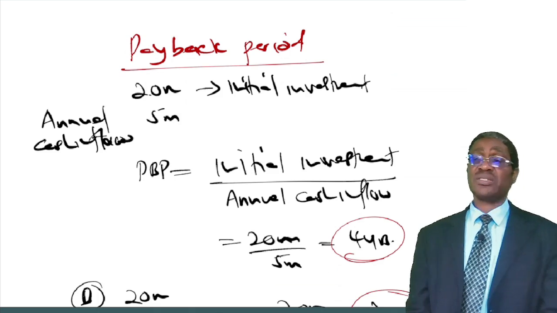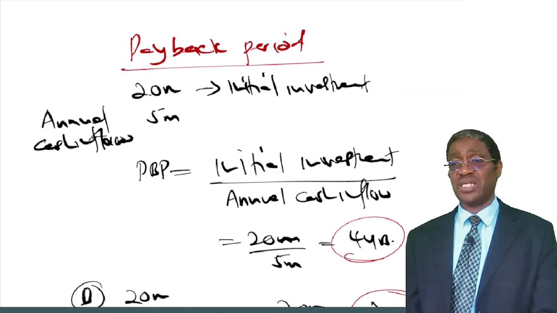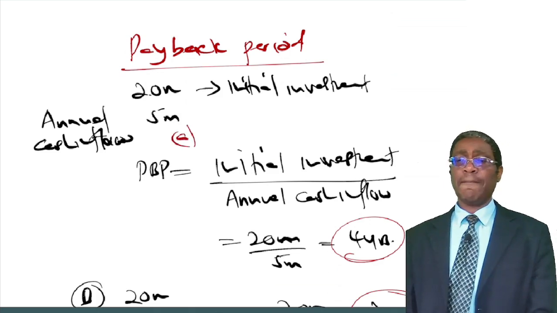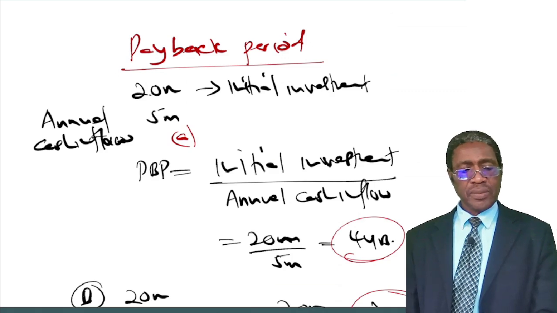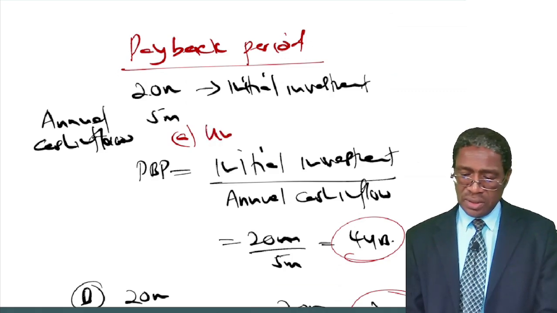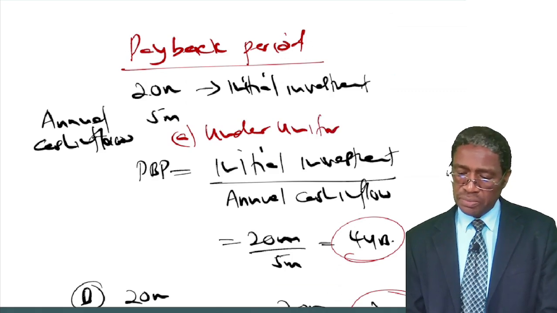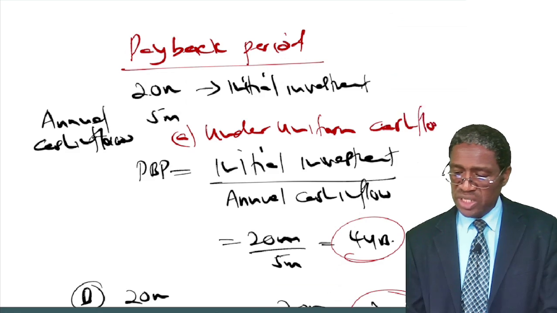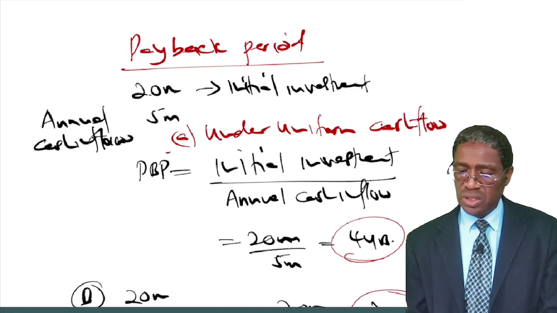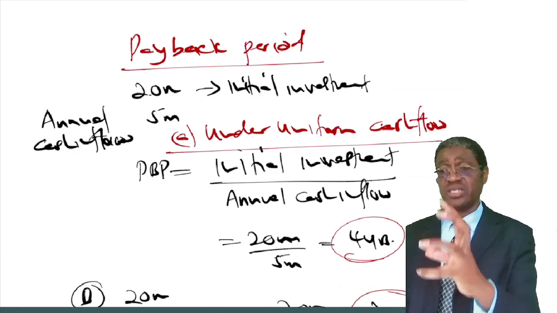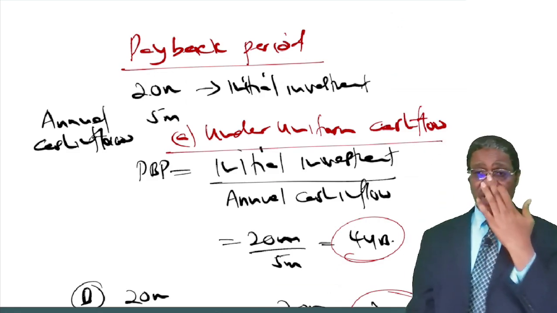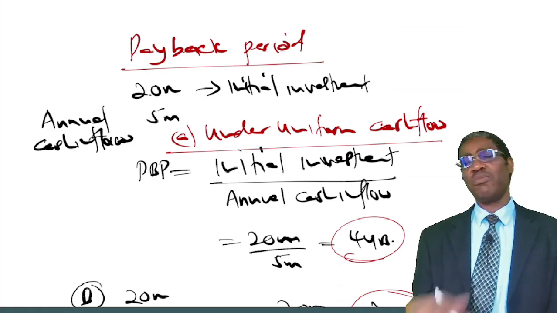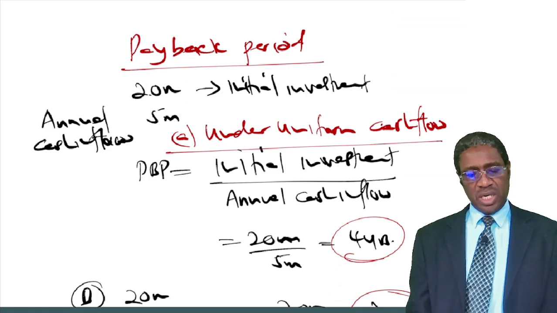Then under that, we are still discussing payback period. Write A: under uniform cash flows. Remember, we said they are either uniform or non-uniform, that means constant or non-constant. So have another subheading under uniform cash inflows.